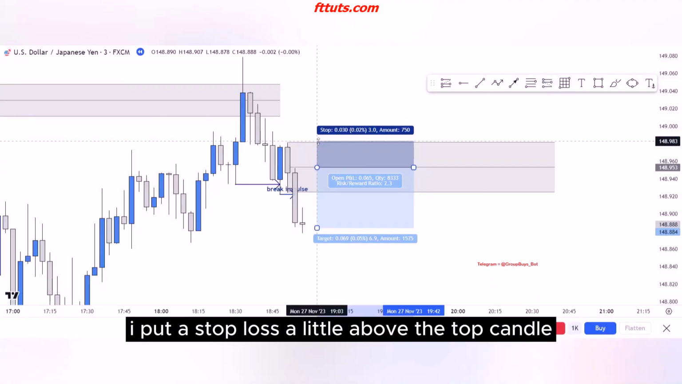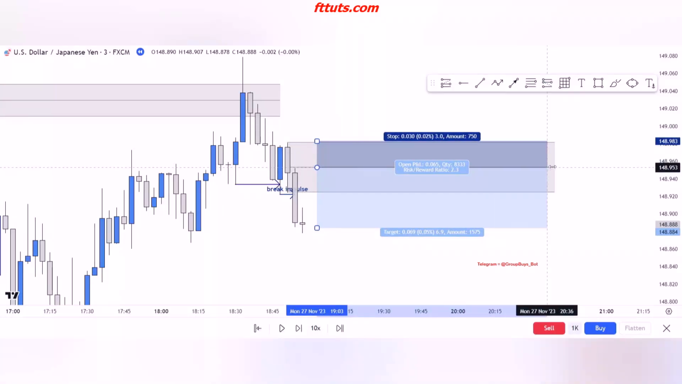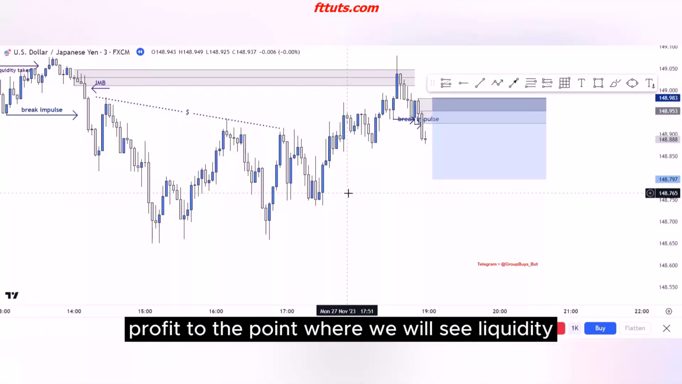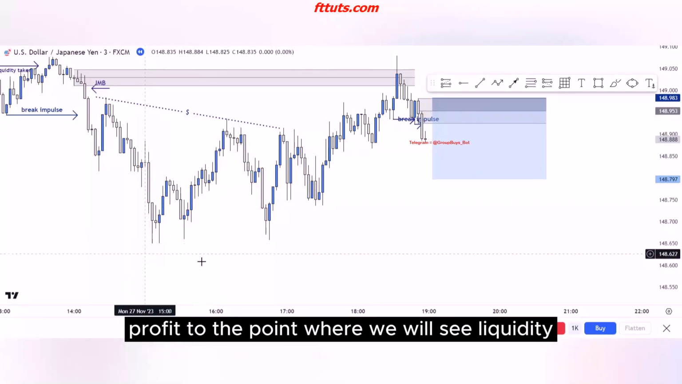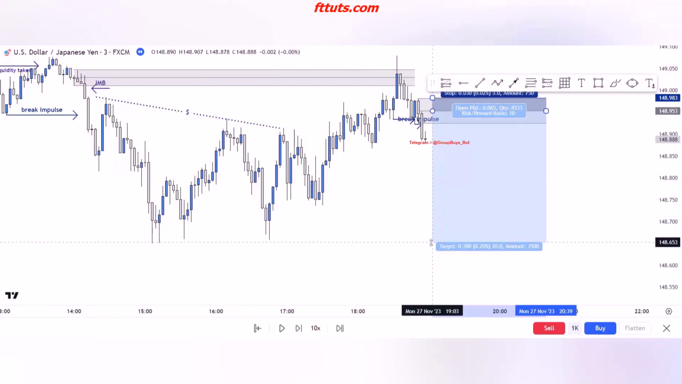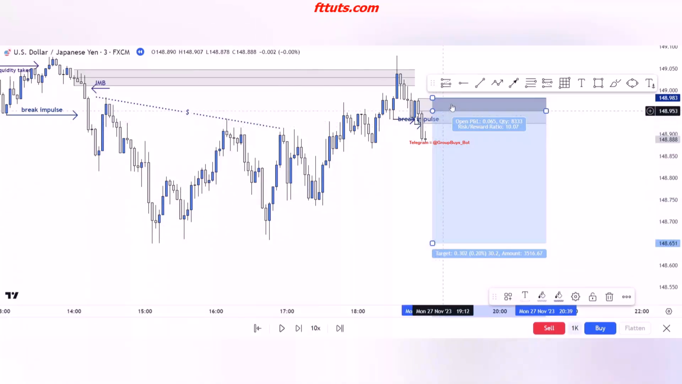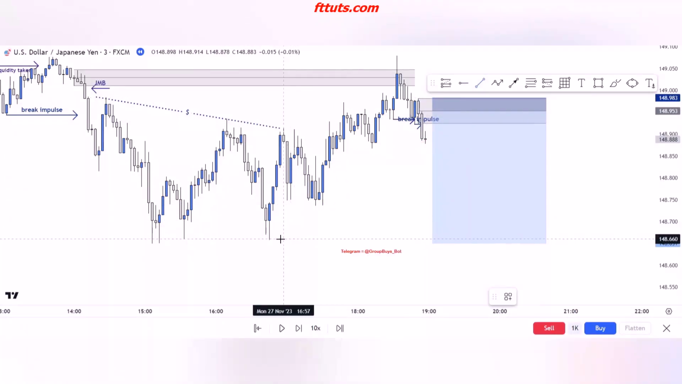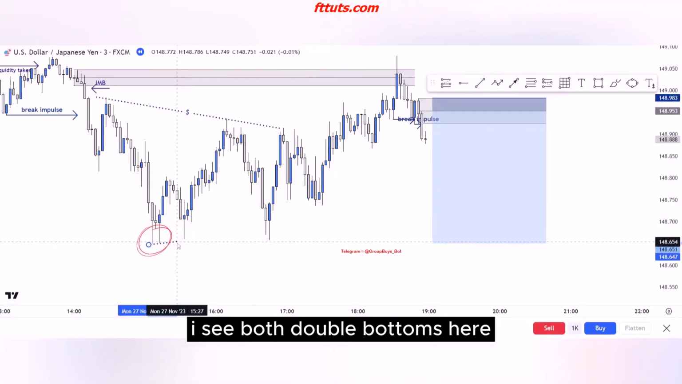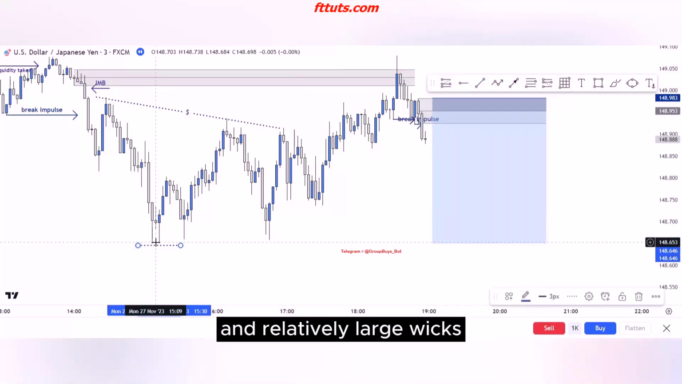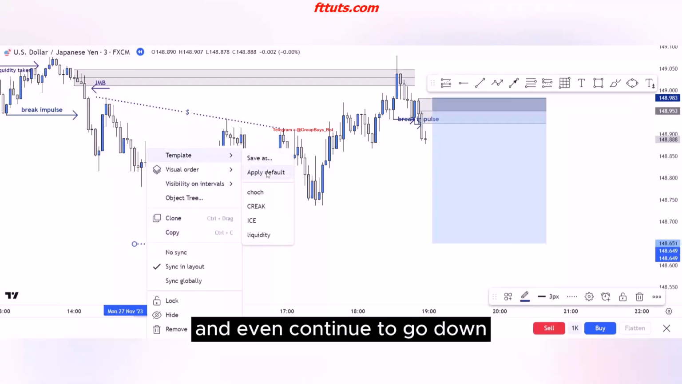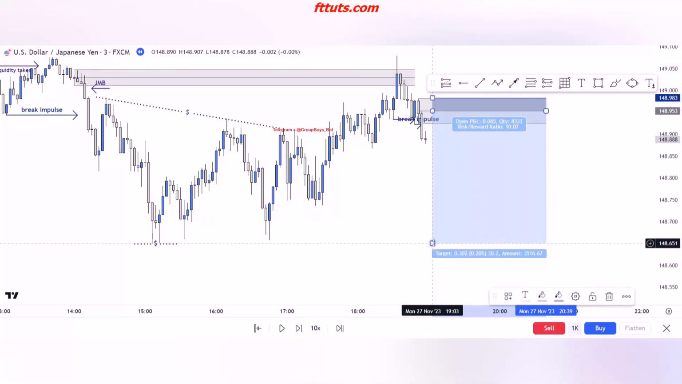I put a stop loss a little above the top candle. A 3 stop loss is excellent. Now we will stretch the take profit to the point where we will see liquidity, which the institution probably would want to take. I see a lot of liquidity down here. I see both double bottoms here and relatively large wicks. This means that I'm sure that it will reach here and even continue to go down.